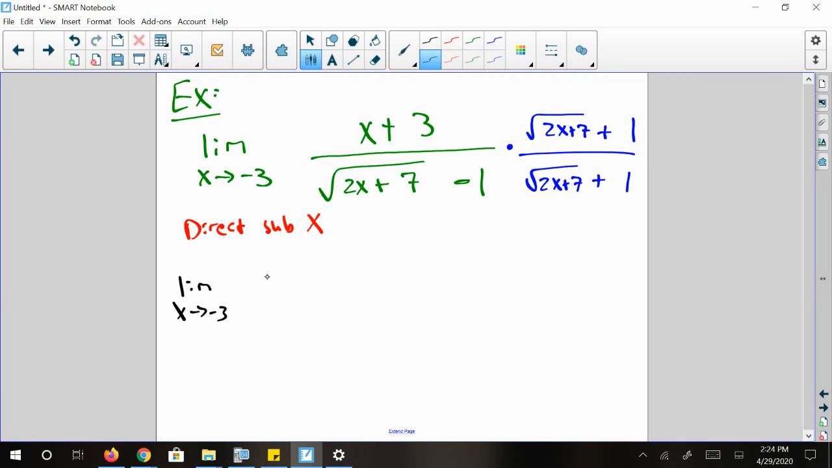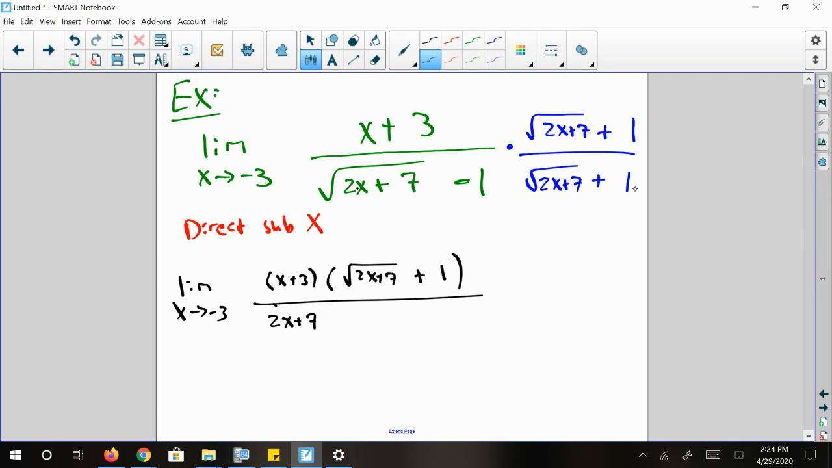But on the bottom, we'll go ahead and multiply this out. Square root of 2x plus 7 times square root of 2x plus 7, I get 2x plus 7. This will give me a plus square root of 2x plus 7, and this will give me a minus square root of 2x plus 7, so those are going to cancel out. And then negative 1 times positive 1 is going to give me a minus 1.